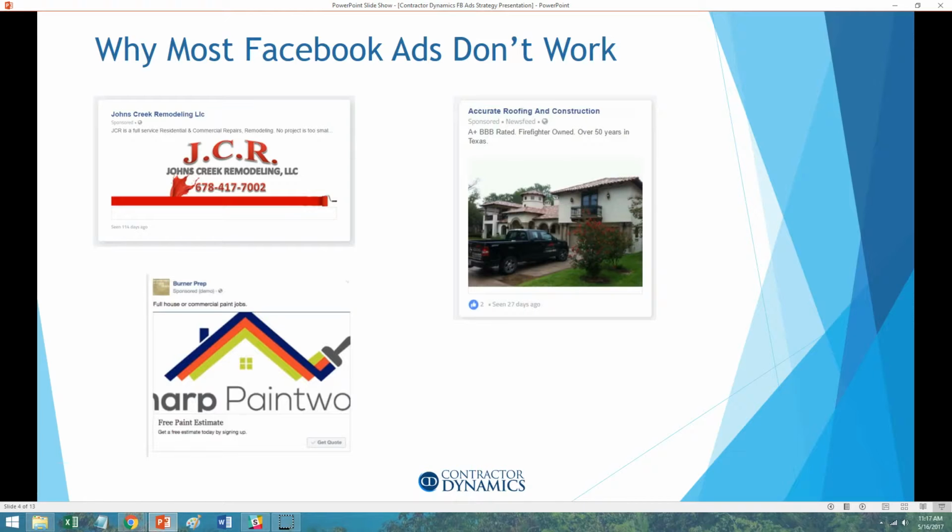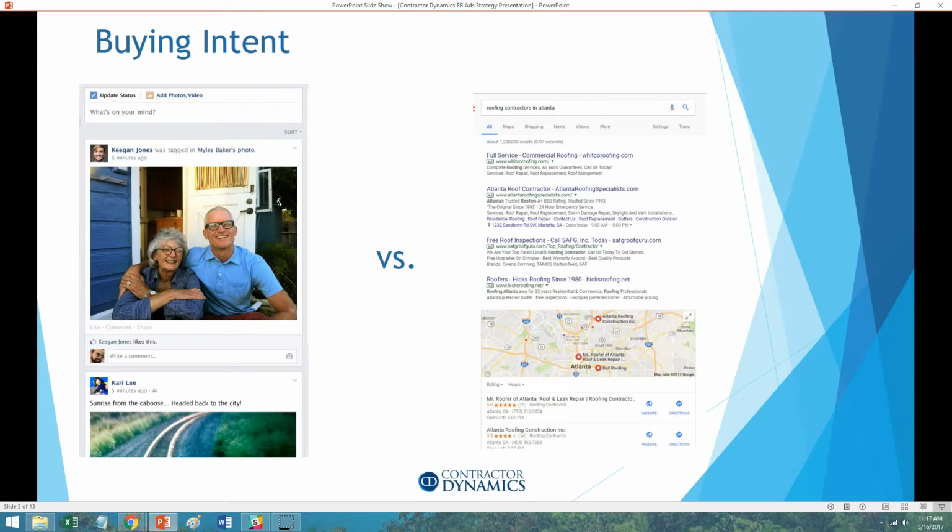So most Facebook ads don't work because they're not part of a bigger marketing strategy. It's just simply an advertising platform. And an advertising platform in and of itself, again, is not a full marketing campaign. The second thing has to do around buying intent. So I mentioned that we're going to talk about how your customers are actually making their buying decisions.